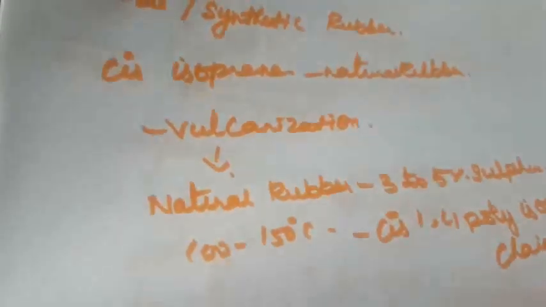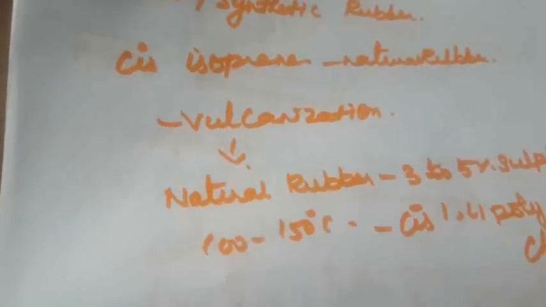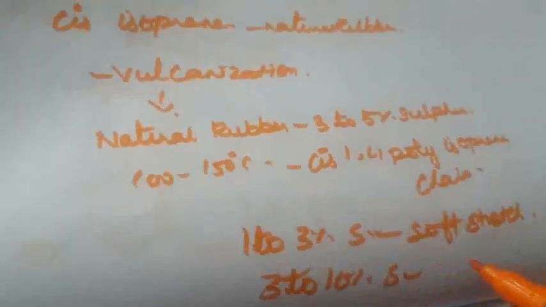The physical properties of rubber can be altered by controlling the amount of sulfur used for vulcanization. Rubber made with about 1 to 3% sulfur is soft and stretchy. With 3 to 10% sulfur, it is somewhat harder but flexible. Okay, this is called vulcanization.